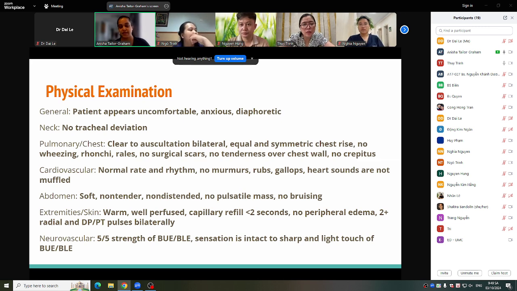Their cardiovascular exam, they have a normal rate and a normal rhythm. There's no murmurs. We're not hearing any rubs or gallops. Their heart sounds are not muffled and they're not distant. The abdomen is soft, non-tender, non-distended. There's no pulsatile masses and no bruising. Their extremities are well perfused. Their capillary refill is within normal limits. They have no peripheral edema, no pitting edema. And they have good radial pulses as well as pulses on their feet. And then their neurovascular exam is also normal.